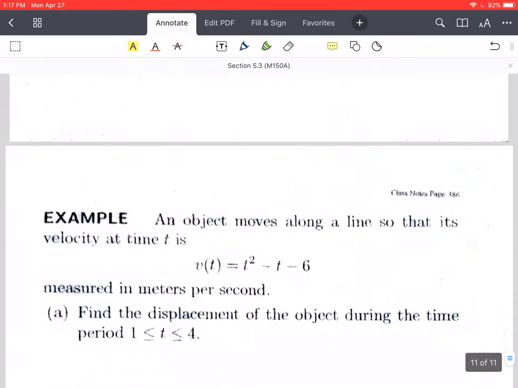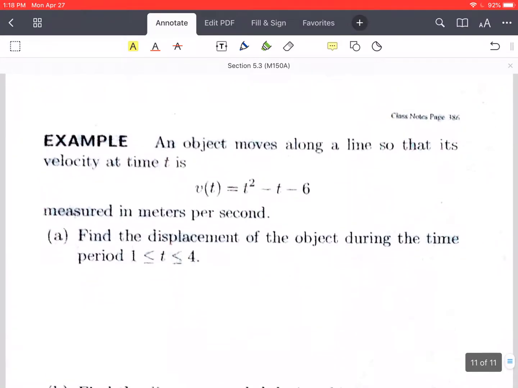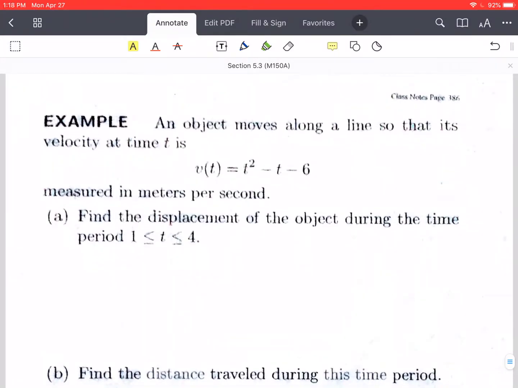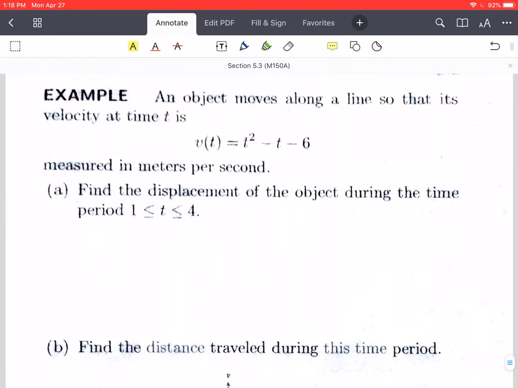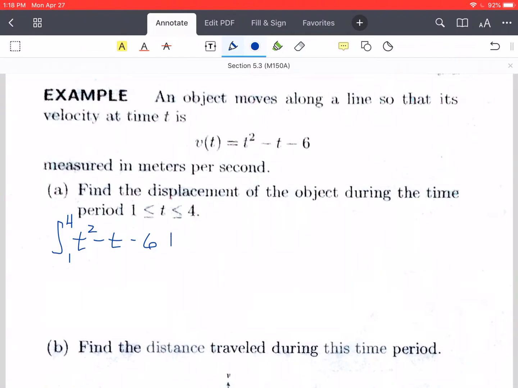Maybe that'll help. So an object moves along a line so that its velocity at time t is v of t equals t squared minus t minus 6, measured in meters per second. So first off, find the displacement of the object during the time period from 1 to 4 seconds. Okay, so our displacement is going to be the integral from 1 to 4 of the velocity function, t squared minus t minus 6 dt.